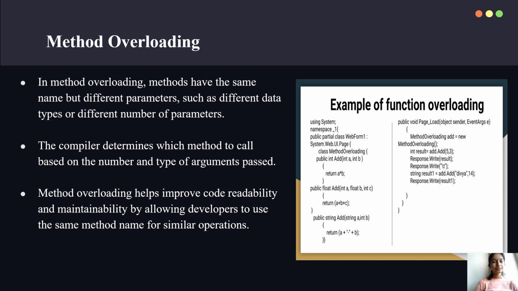Method overloading. In method overloading, methods have the same name but different parameters, such as different data types or a different number of parameters. The compiler determines which method to call based on the number and types of arguments passed. Method overloading helps improve code readability and maintainability by allowing developers to use the same method name for similar operations.